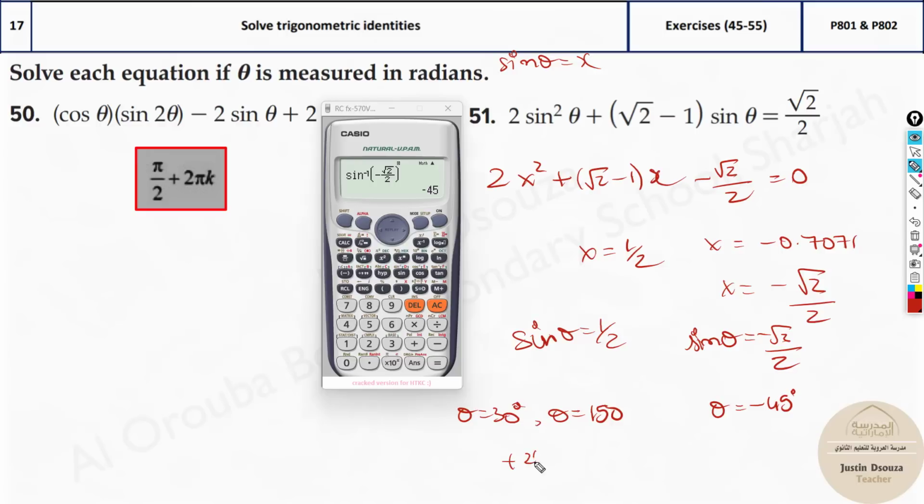Now everything is plus 2 pi k. We need to convert it to radians as well. I'll tell you in a minute about that. But over here, what is the other answer? Now, since it is 45, it is very, very easy. CAST, cast diagram. Now, we want negative root 2 by 2. We know it is negative 45. That means the answer over here is negative 45. That means it is at this point over here. Okay. So that will be in the middle of 270 and 360.